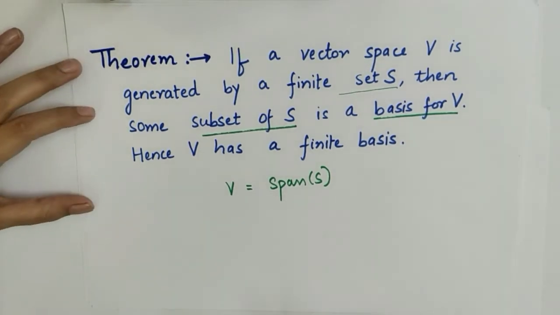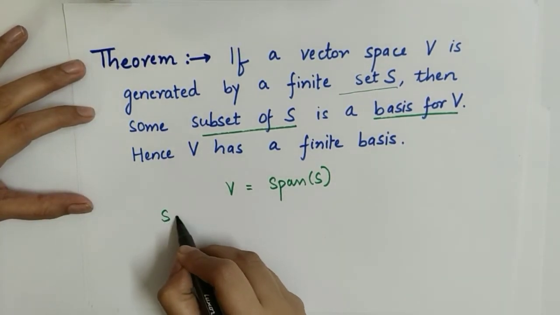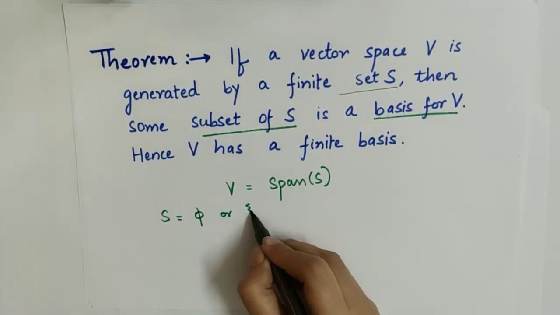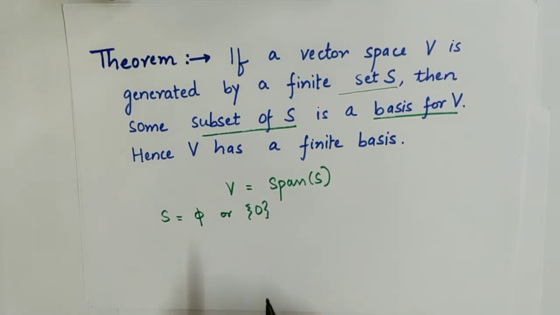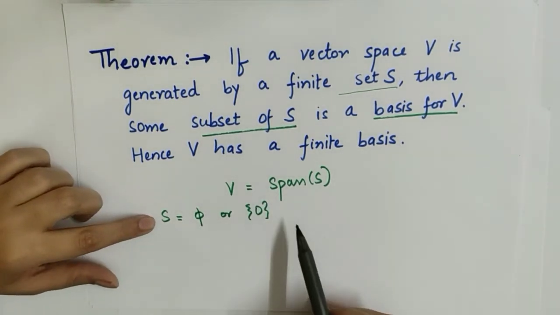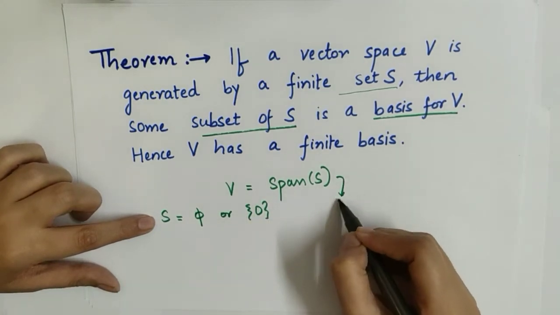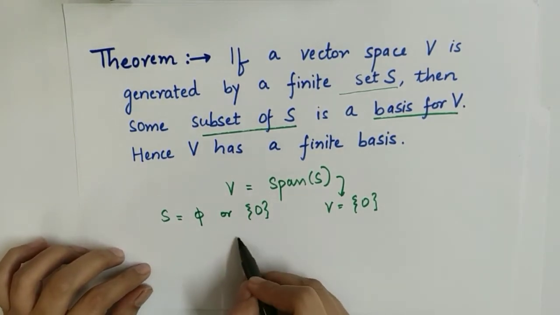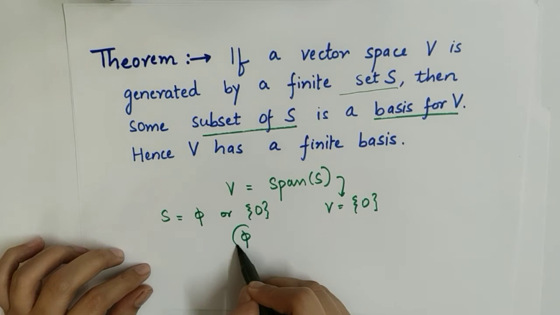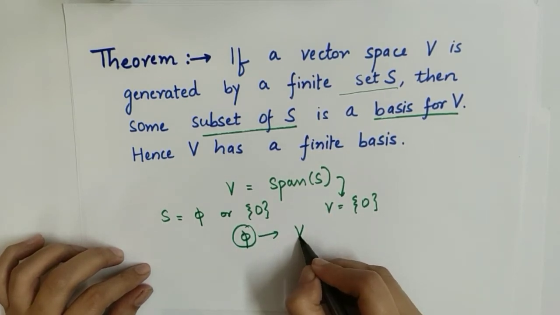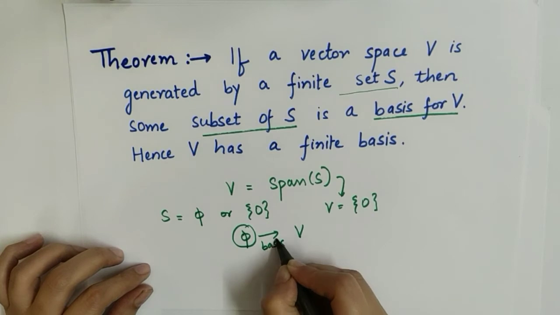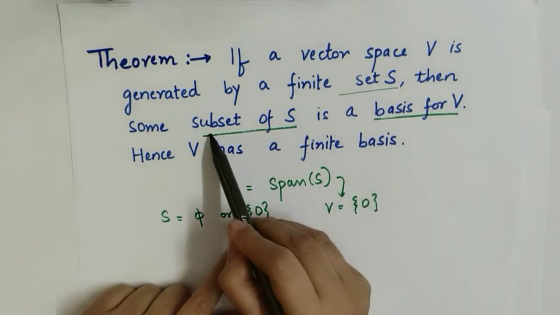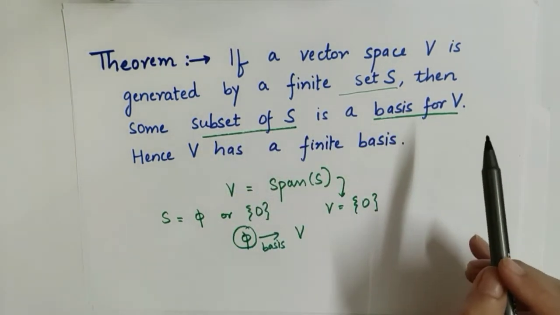So let us see. There are two cases. The first case, S is either empty or it is equal to singleton 0. Now, if S is empty or singleton 0, in this case, this implies V is singleton 0. And in this case, phi is the required basis for V. So now, if V is singleton 0, then phi is the required subset of S that is a basis for V.